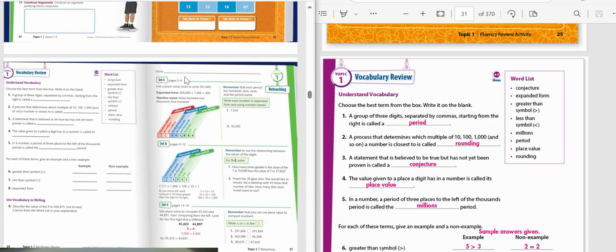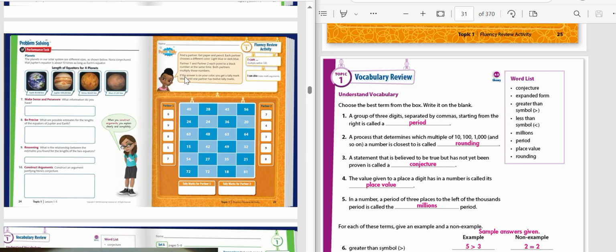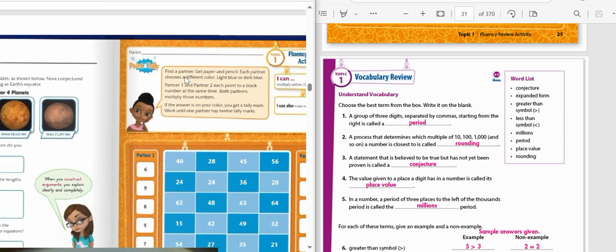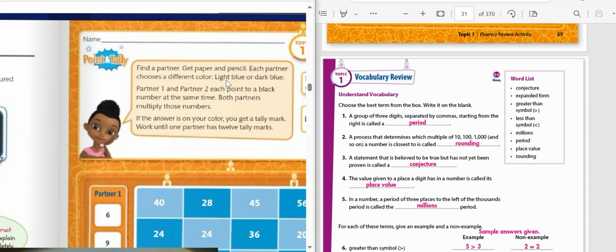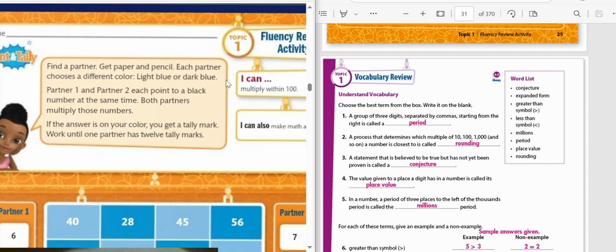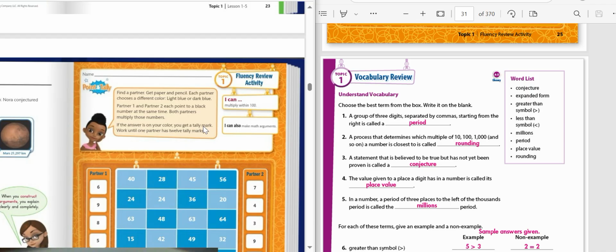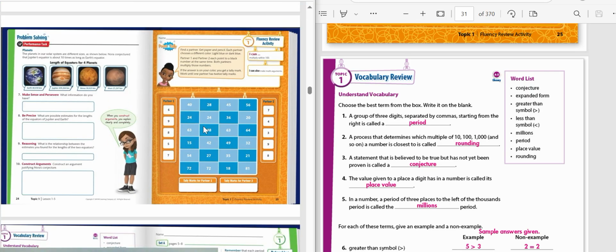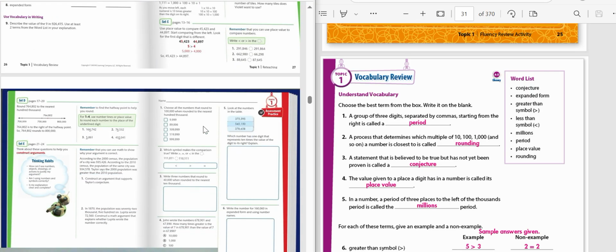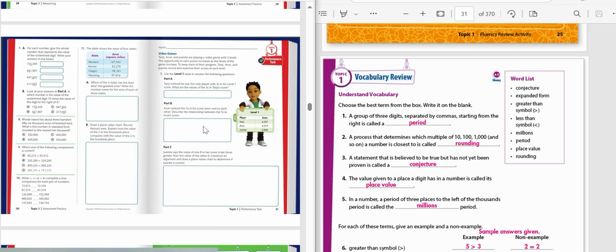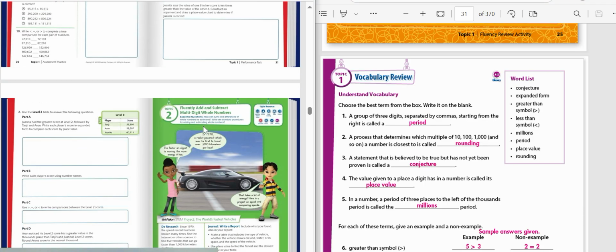Okay, we finished now this question about rounding and comparing between two numbers. Okay, next time we will explain fluency review about topic 1. Okay, these are review questions. All these review questions you can solve yourself. Okay, tomorrow I will give you other questions about it.